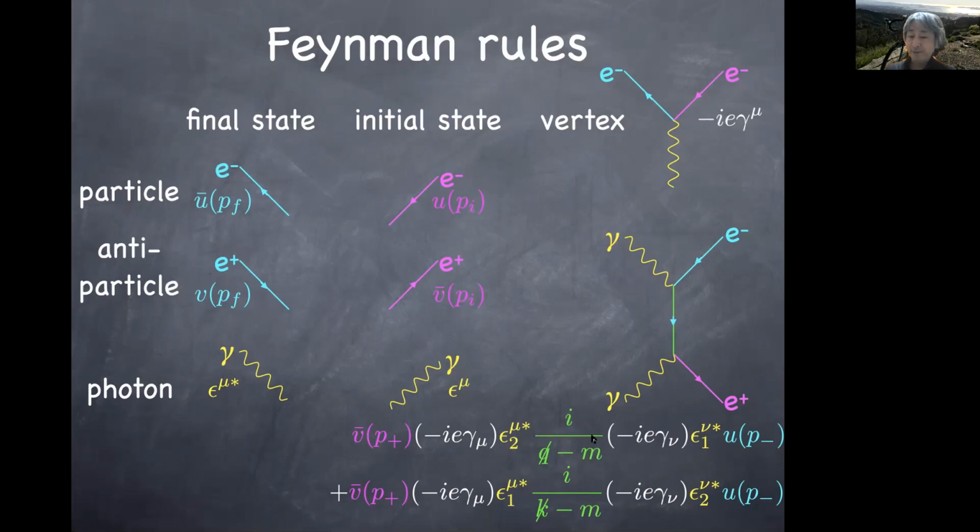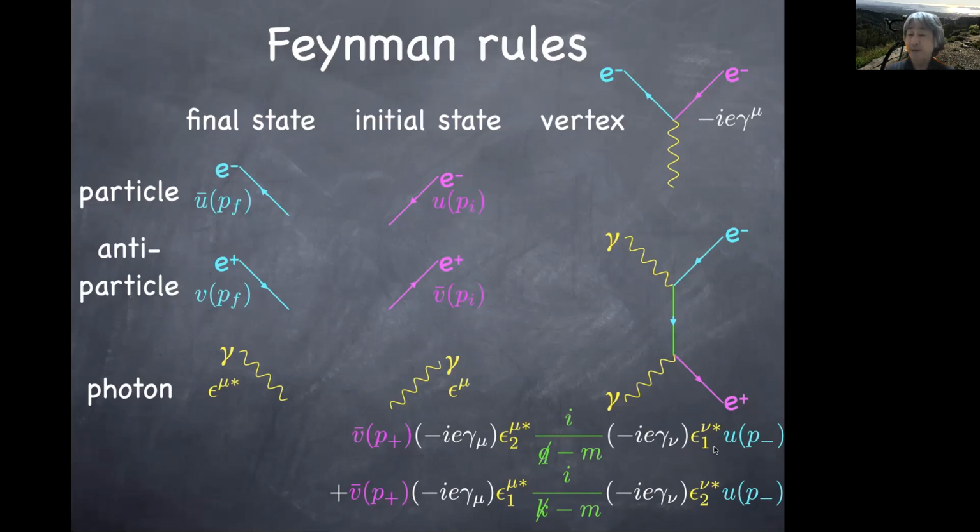The propagator is a 4x4 matrix. Gamma mu is a 4x4 matrix. V bar is a 4-component row spinor. So it makes sense. If you multiply them together, it becomes a number. It's no longer a matrix. And all the Lorentz indices are also contracted between epsilon nu.